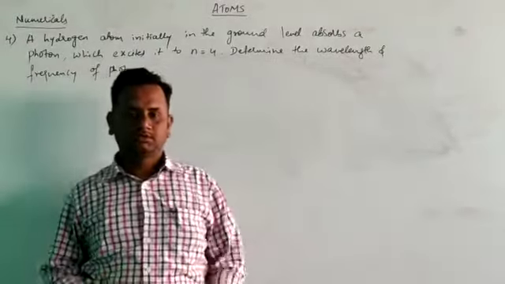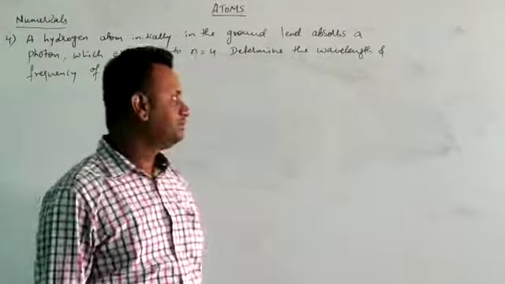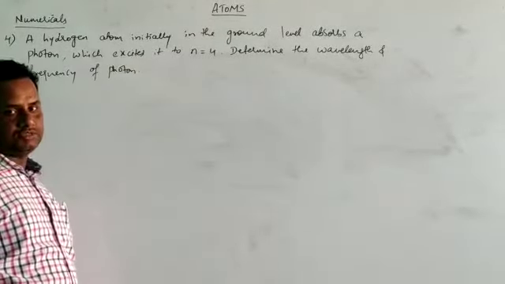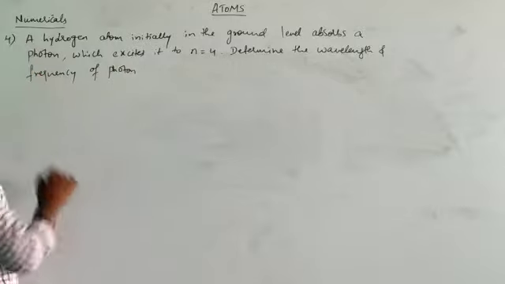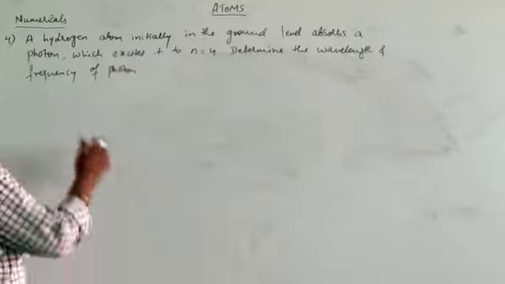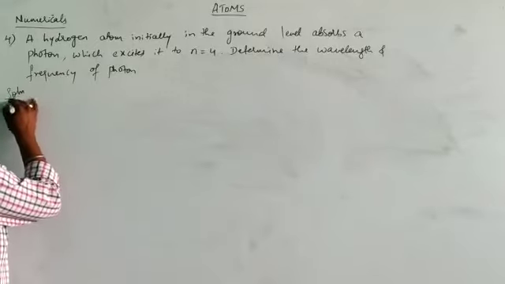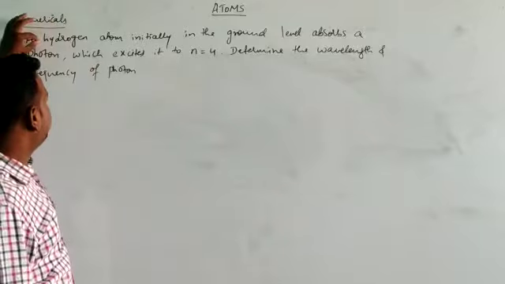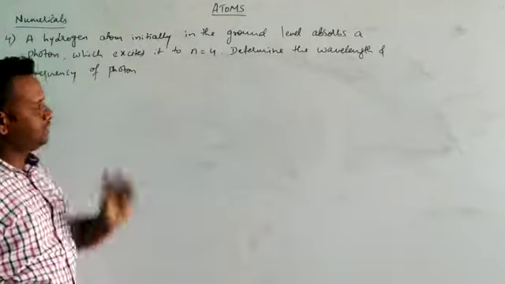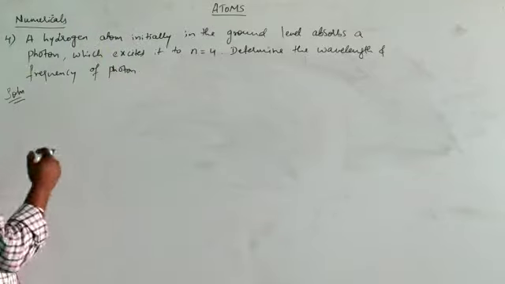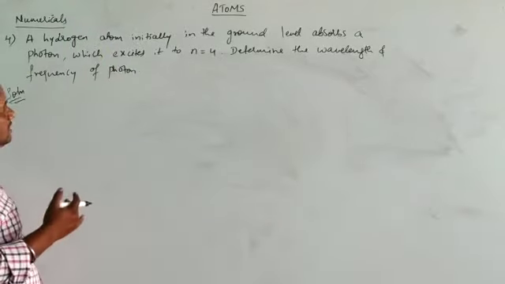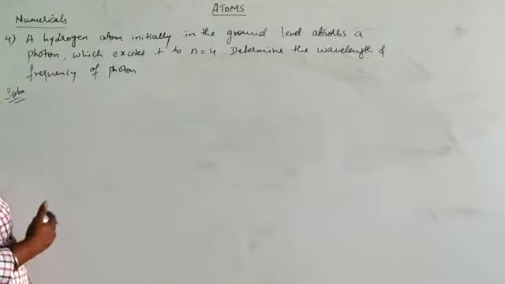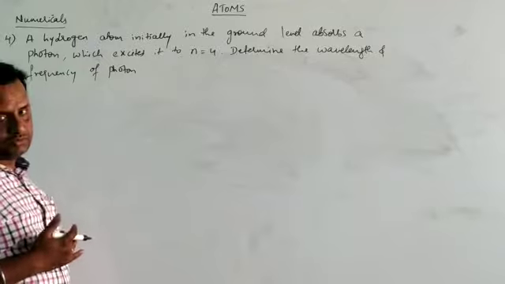Good morning, dear students. So, in today's class, we are going to discuss the next numerical of the atoms chapter. This is the fourth numerical which we are solving today. So, the question is: a hydrogen atom. It's a very simple problem. A hydrogen atom initially in the ground level absorbs a photon which excites it to n equal to 4. Determine the wavelength and frequency of the photon.